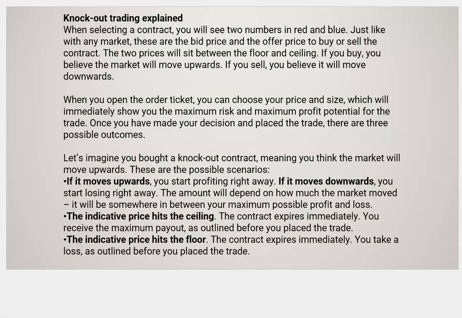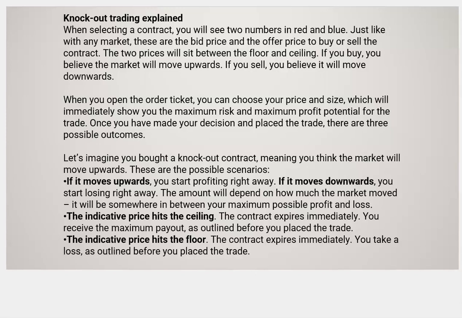Okay, so let's look at some trading examples here. When selecting a contract, you will see 2 numbers, one in red and one in blue. And just like with any contract, these are the bid price and the offer price to buy or sell the contract. The 2 prices will sit between the floor and the ceiling. If you buy, you believe the market will go upwards, and if you sell, you believe it will move downwards. So if I say I'm long, that also means that I am buying it. Or if I say I am short, that means I am selling it.